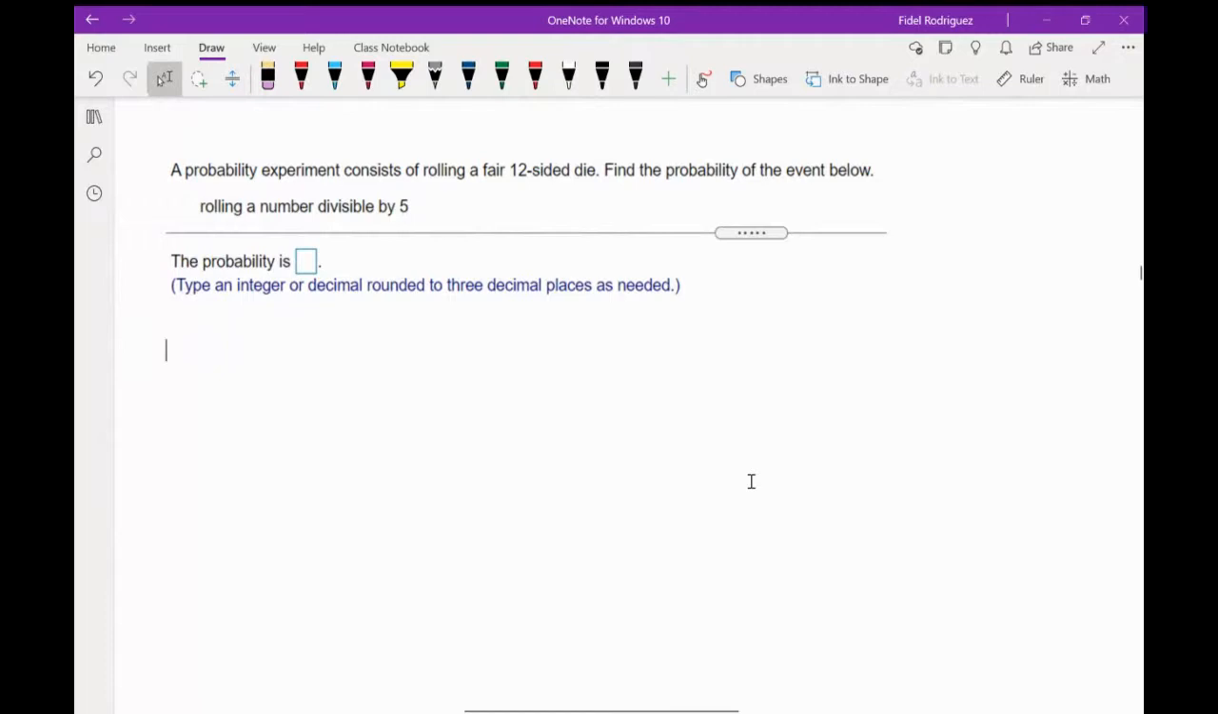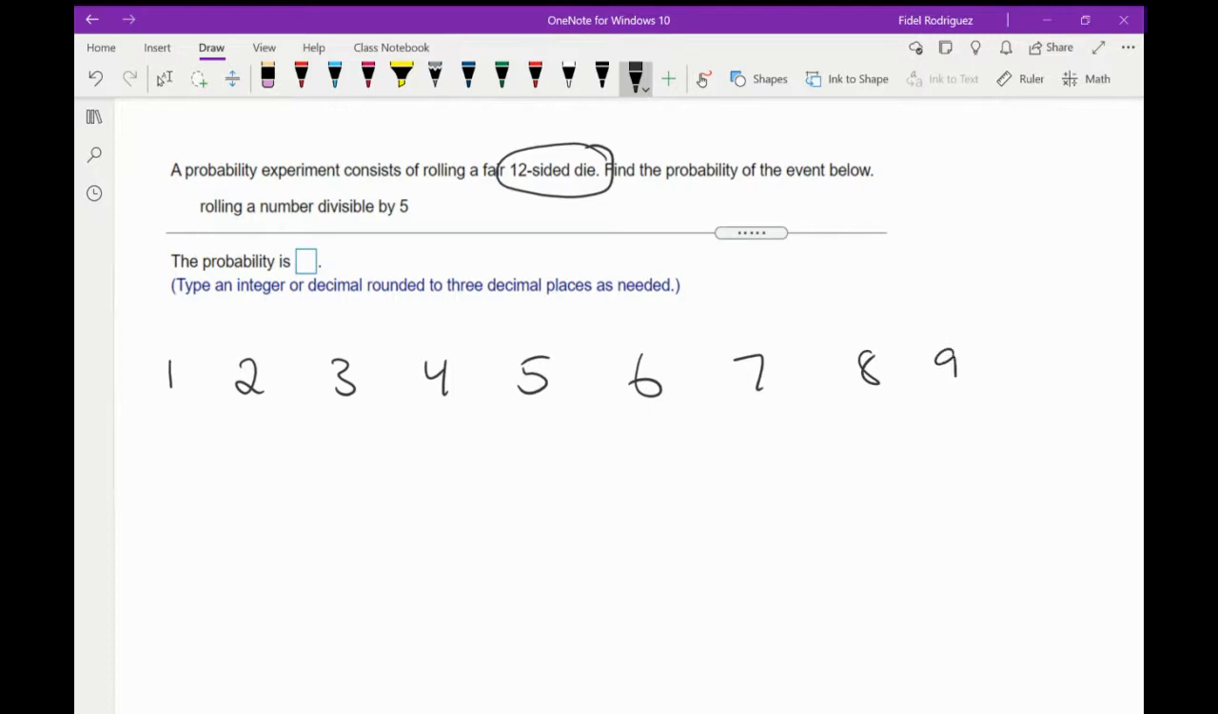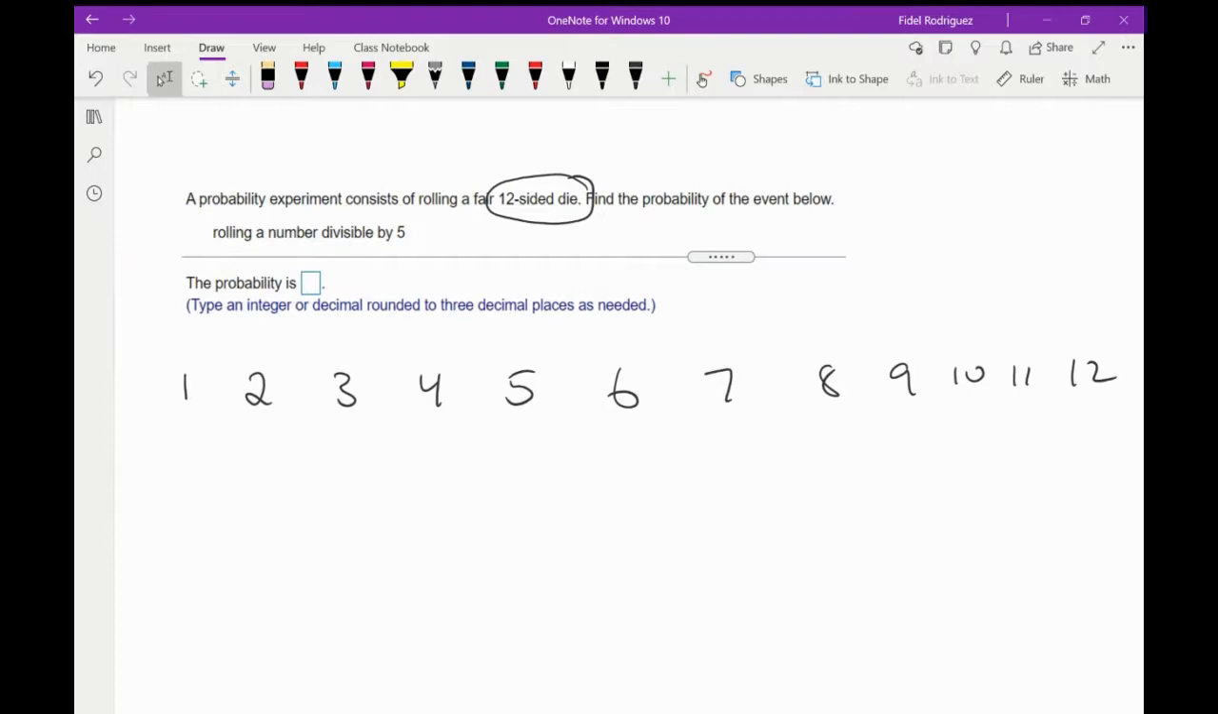All right. This question says a probability experiment consists of rolling a fair 12-sided die. Find the probability of the event below: rolling a number that's divisible by 5. The first thing I want to mention is that if we have a 12-sided die, the numbers that we can end up with when we roll it are these numbers here. So those are the numbers that we could possibly get. When we figure out our probability, our denominator is going to be 12, because those are the 12 different numbers we could get.